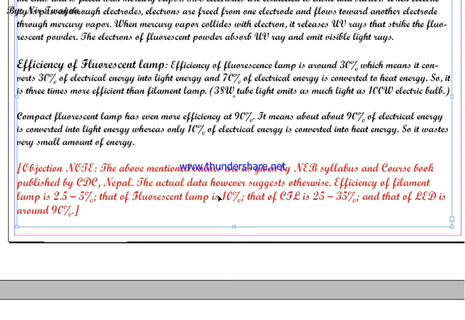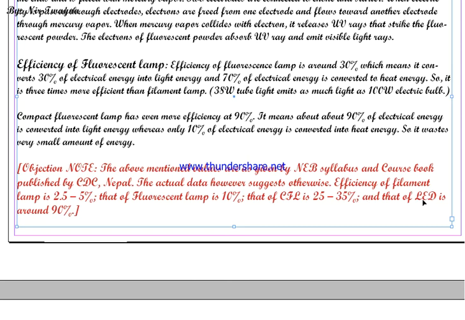Okay, according to the actual document, efficiency of filament lamp is only 2.5 to 5%. It is very less, isn't it? 2.5 to 5%. But according to our book, it is 10%. Yes, but as I went through the international papers, I found it to be 2.5 to 5%, and that of fluorescent lamp is 10%. We just discussed it to be 30%, yes, but actually it is only 10%. And efficiency of CFL is 25 to 35% only, but we discussed that to be 90%. It was mentioned in the book.